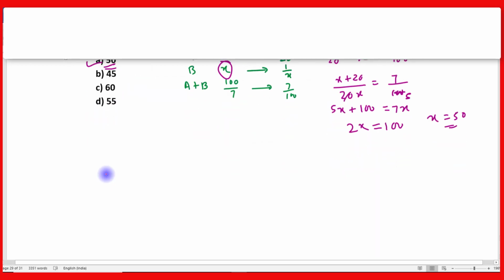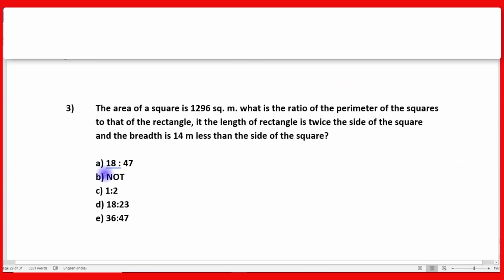So let us move to another question which is on the screen. Question number 3. The area of a square is 1296 square meter. What is the ratio of the perimeter of the square to that of the rectangle if the length of the rectangle is twice the side of the square and the breadth is 14 meter less than the side of the square?